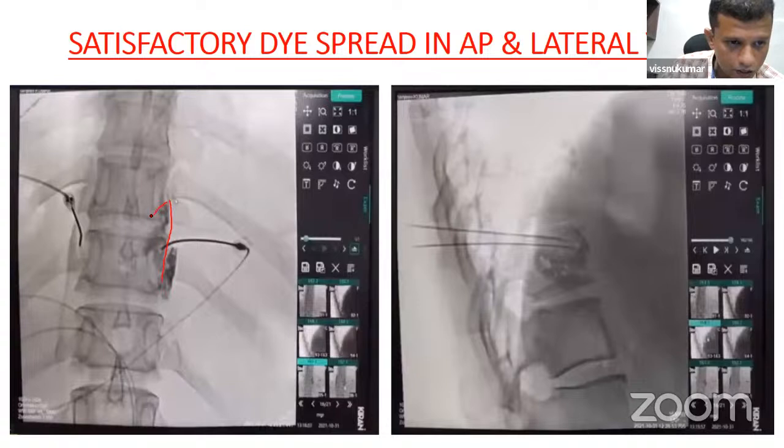I always give 1 ml of dye. So if I give an alcohol solution of like 5 ml, then I guess it is going to spread more. So there was a satisfactory dye spread in AP view.